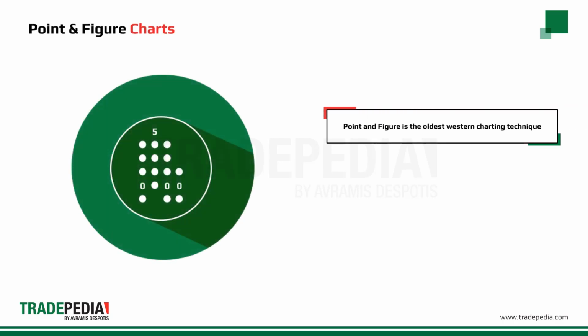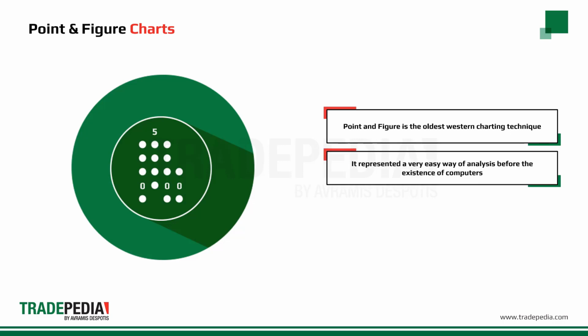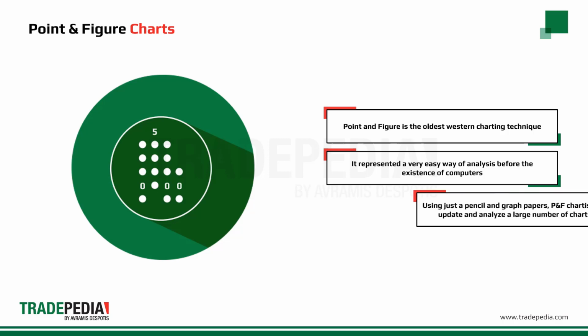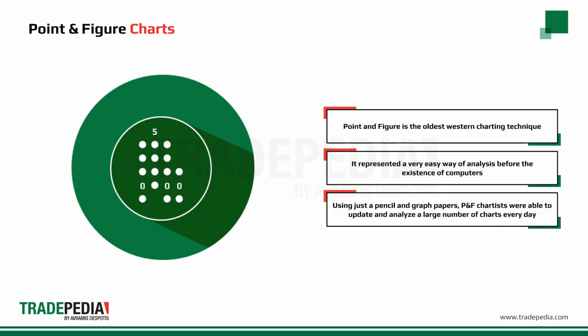Point and figure is the oldest Western charting technique. It represented a very easy way of analysis before the existence of computers. Using just a pencil and graph paper, point and figure chartists were able to update and analyze a large number of charts every day.